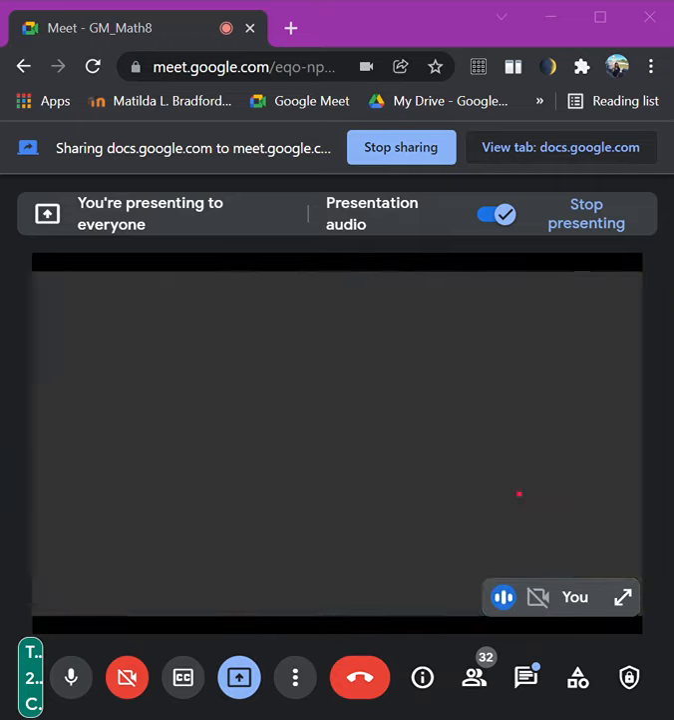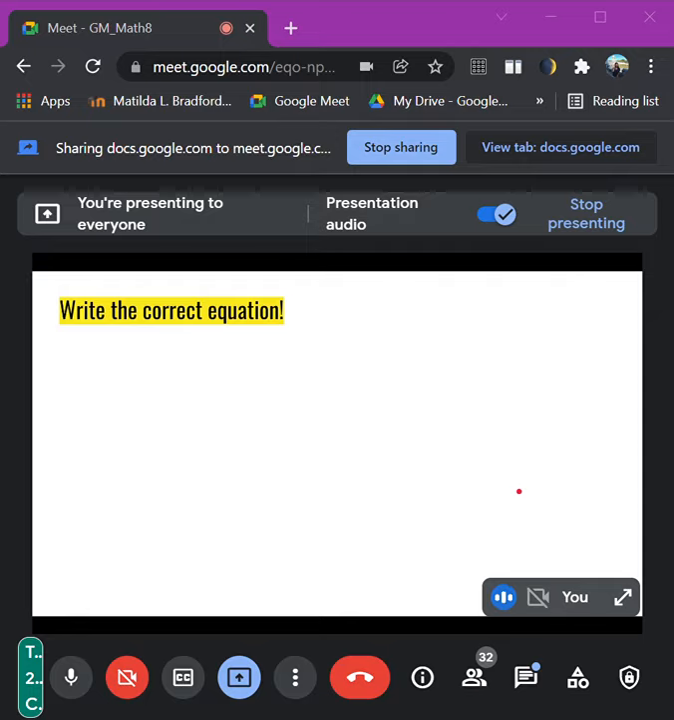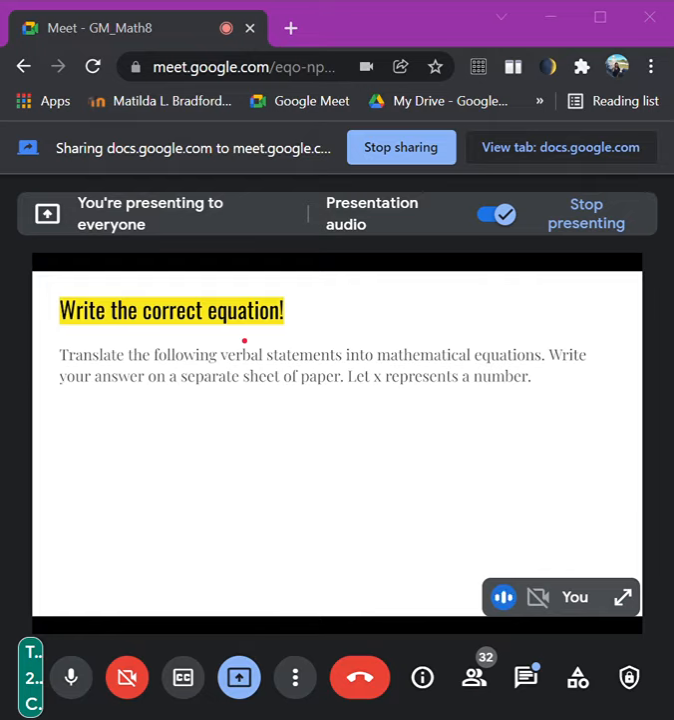Now we have here our activity first. We are going to write the correct equation, first to warm up so that we can recall the discussions before. So let's begin with this one. The instruction here is to translate the following verbal statements into mathematical equations. Write your answer on a separate sheet of paper, and we're going to let X represent a number. Here, our separate sheet of paper is our chat box.